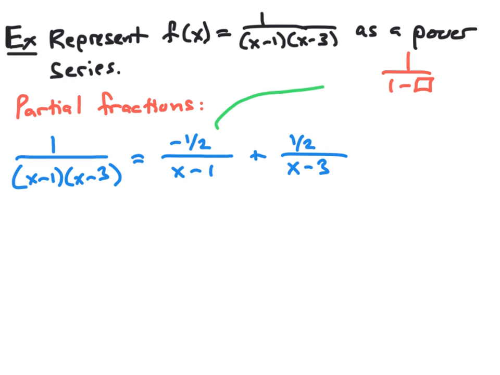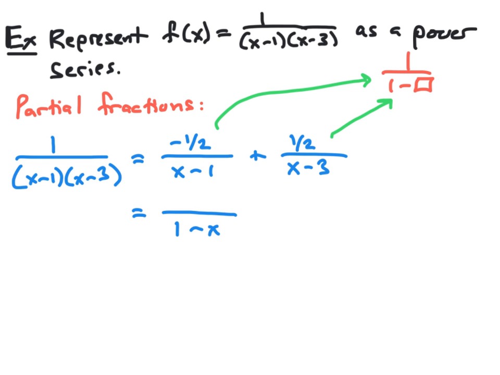We're now going to focus on each of these separately and rewrite them in the appropriate form so that we can apply the geometric series representation to them. So in order to write these in the appropriate form, the first thing that we notice is that we need the denominators to be subtracting x as opposed to subtracting constants from x. In this case, one approach to get the denominator into the form that we want is to factor a negative out of each of the denominators. And so here, when we do that, in the first function, when we factor out the negative, the denominator becomes 1 minus x.